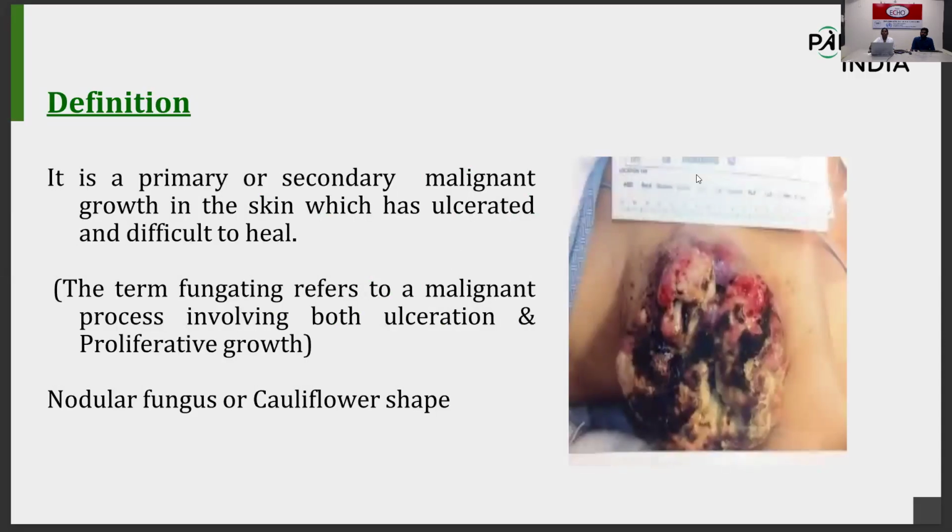Okay, let's see. Fungating wound, the definition: it is a primary or secondary malignant growth in the skin which has ulcerated and is difficult to heal. The term fungating refers to a malignant process involving both ulceration and proliferative growth. This picture shows a fungating wound. Most fungating wounds are cauliflower in shape or nodular fungus shape.